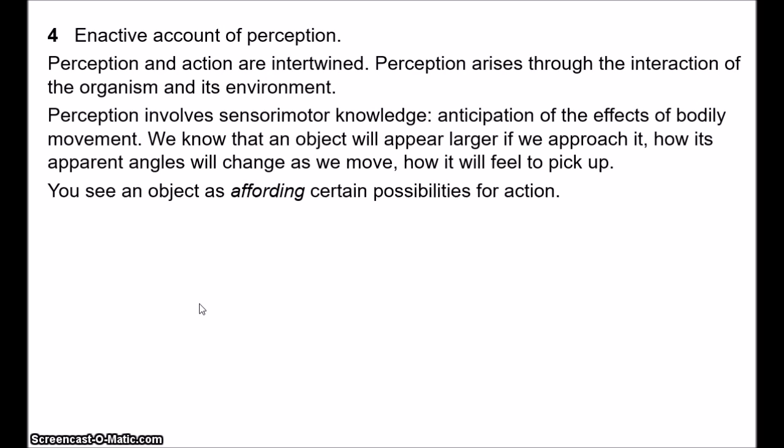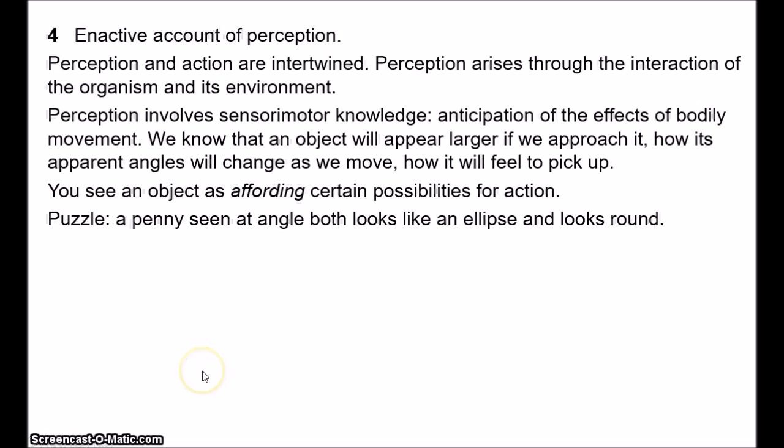So here's a puzzle about perception. When you look at a penny at an angle, it somehow both looks like an ellipse and looks round. It's tempting to say that the penny appears like an ellipse, and we infer that it's round based on our knowledge of geometry. We have the perceptual input. When we look at the penny, we create an internal representation of an ellipse, and we infer that the actual object is round because we know the geometrical relations.